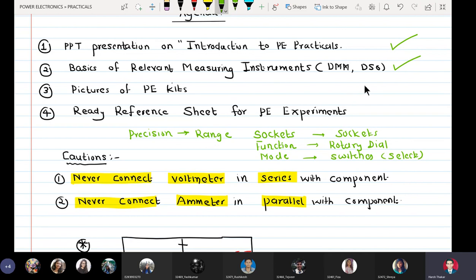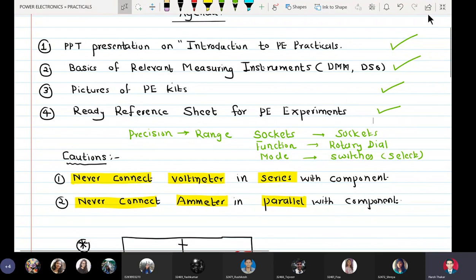Then we also saw the pictures, the top views of all the PE kits, and how in every kit the starting point of the performance would be to identify the 5 building blocks of a PE system in the kit. And then I shared with you a ready reference sheet which tells everything about the constituents of the power circuit, the constituents of the control circuit, whether isolation is present or not, if present which kind of isolation is used, and then the load and also the measurements involved in every experiment.